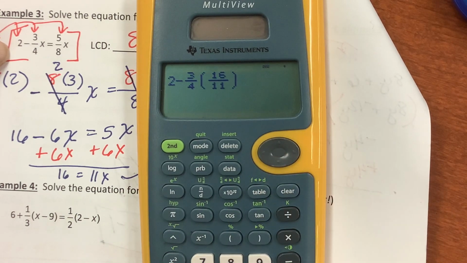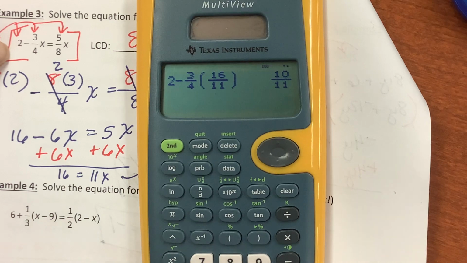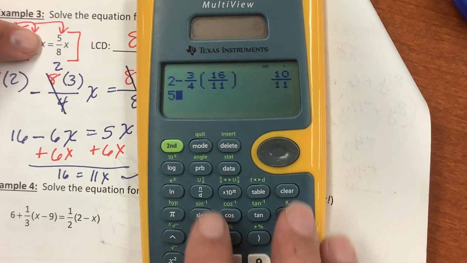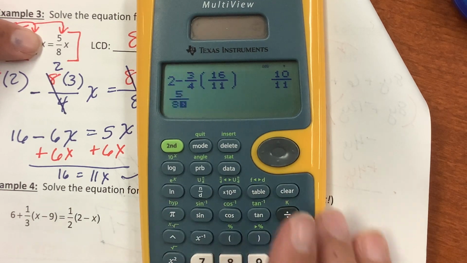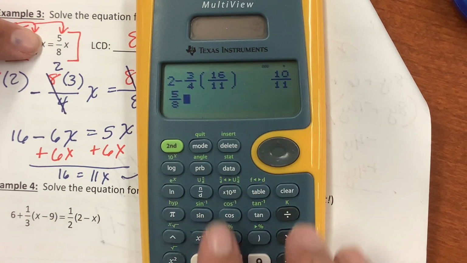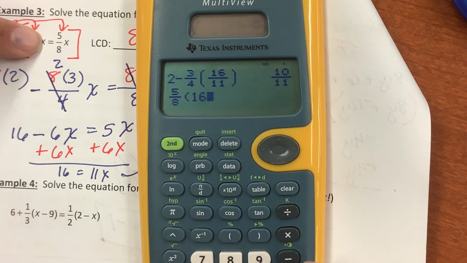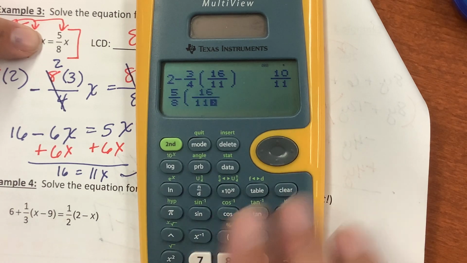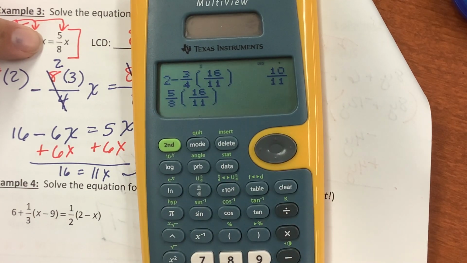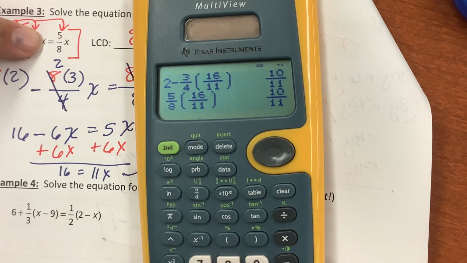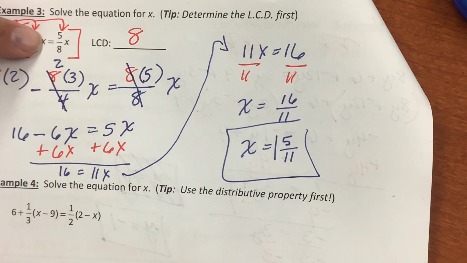Close the parenthesis. You get 10/11. Now let's do this side. 5/8 times 16 over 11. And 10 over 11. Weird answer, still the right answer.